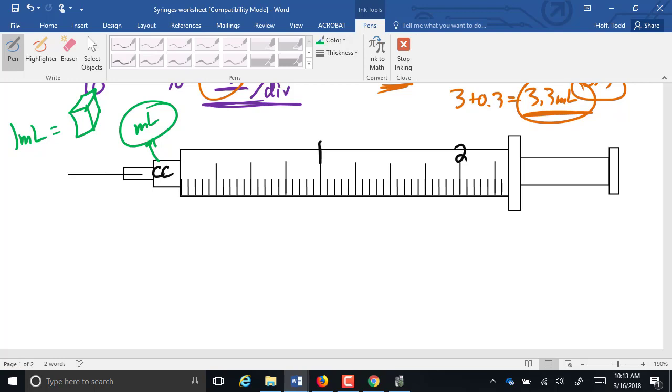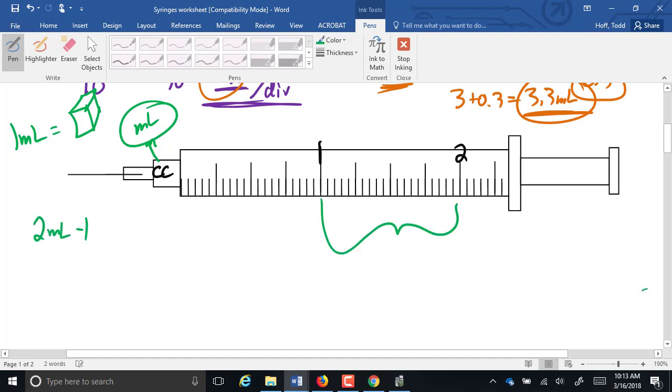So now let's go to finding what each of these divisions are. From here to here, that's from 1 to 2 again. 2 milliliters minus 1 milliliter is still 1 milliliter. The difference now is how many divisions are between there.